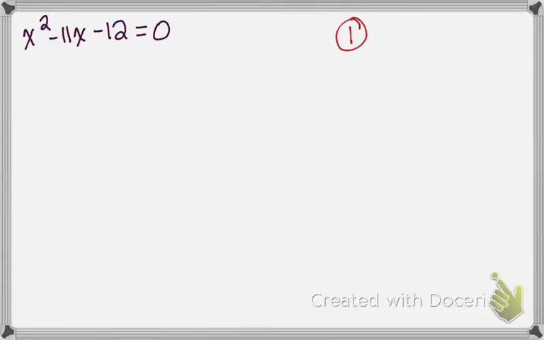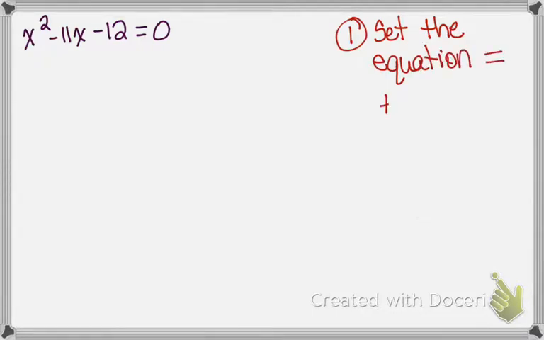The very first thing that we have to do in this situation right here is we've got to set the equation equal to 0. If you don't set the equation equal to 0, there's going to be some problems, okay? You're not going to get the correct answer. You're not going to be able to use a rule. So you got to set the equation equal to 0, okay? Is this already set equal to 0? Yes, this is already set equal to 0.